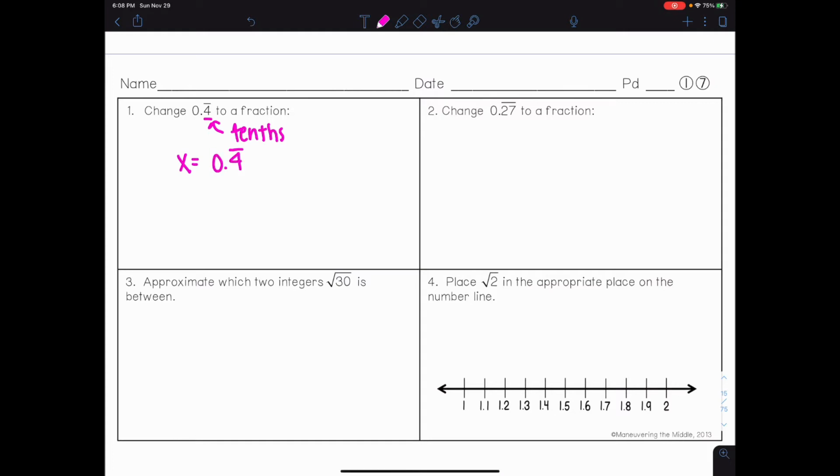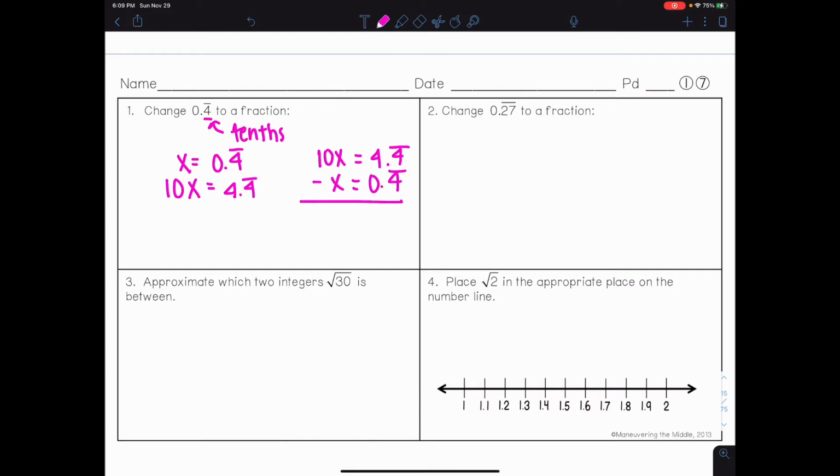And then we're going to multiply both sides of the equation by 10 so that we have our repeating decimal on a side by itself. The next thing we're going to do, since we multiplied both sides by 10, we'll go ahead and subtract our new 10x from our old x. Or I'm sorry, the other way around.